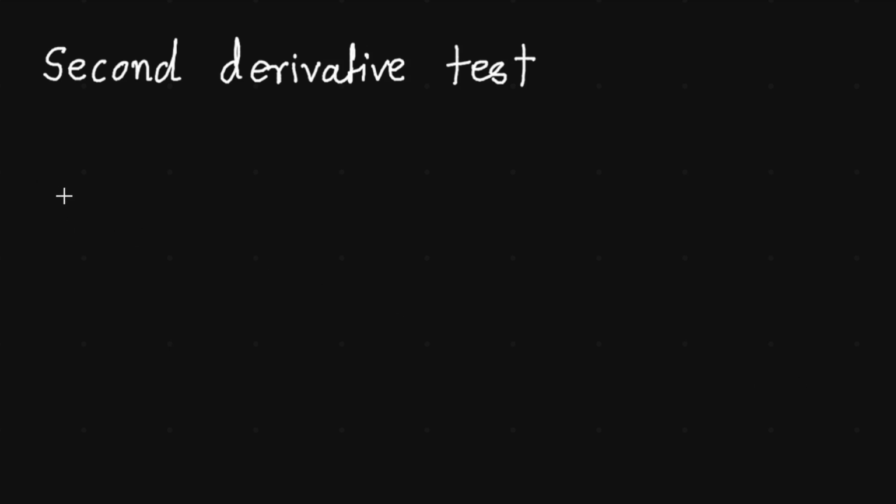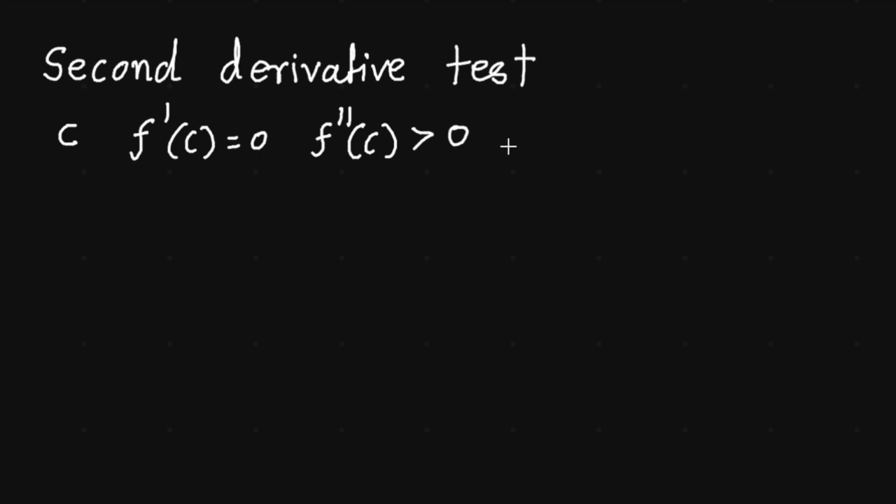Today we are going to learn the second derivative test and one example from the second derivative test. Okay, so what is the second derivative test? To apply this test, first we need to find out the critical point c. So f prime of c must be 0, and if f double prime of c is greater than 0, then the function is concave up. And if a function is concave up, it will have a local minimum at that point.